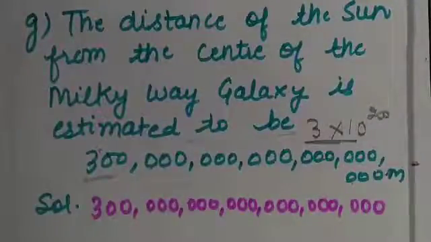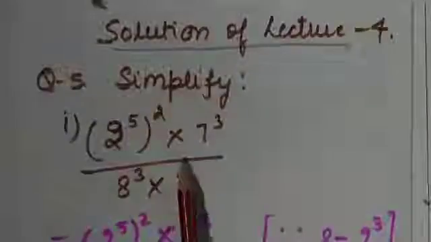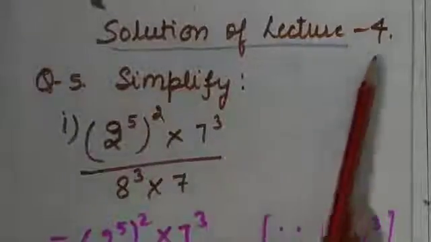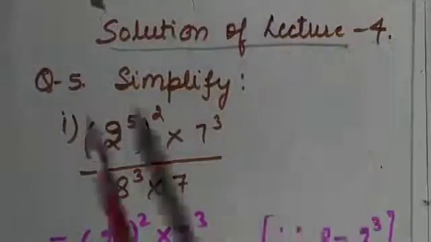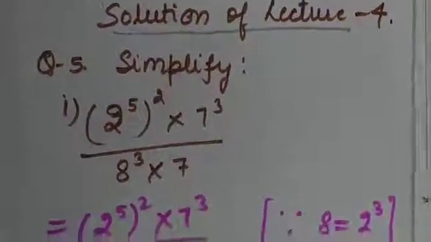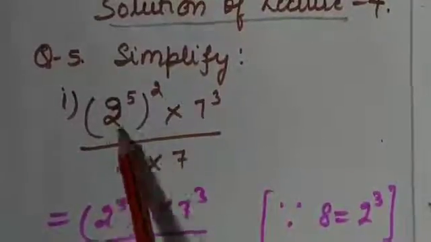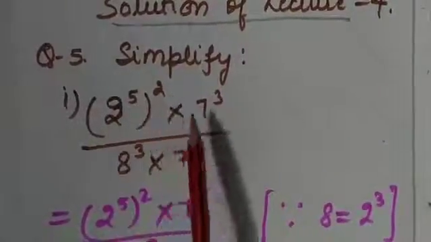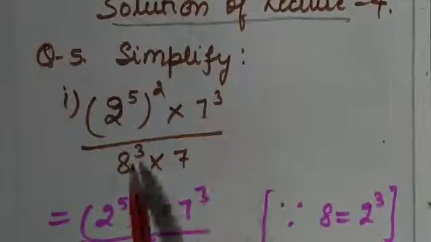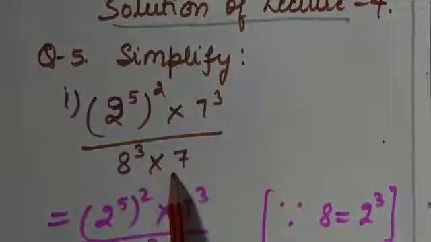Now let us discuss the homework solution of the previous lecture. I had given questions number 4 and 5 in lecture number 4. I hope you have solved question number 4. Let us discuss question number 5 now. The first part of this question is (2 to the power 5) whole to the power 2 into 7 to the power 3 divided by 8 raised to the power 3 into 7.